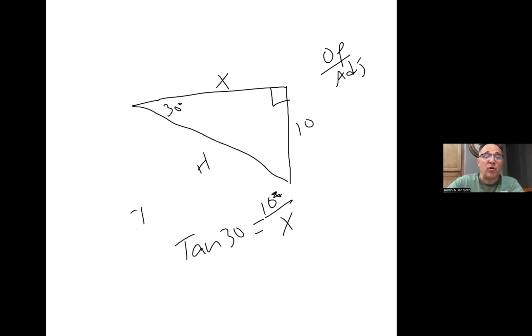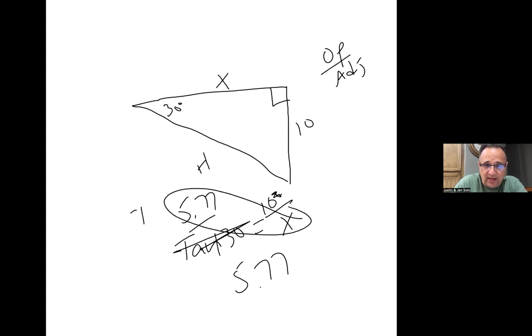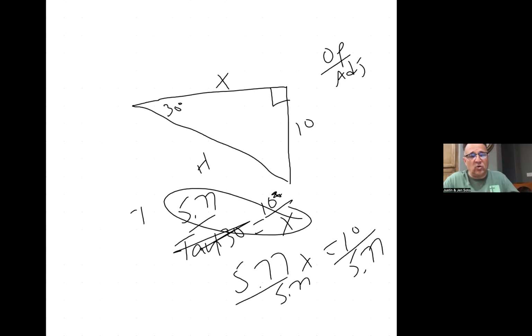So instead of tan 30, you're going to put 5.77 times X, cross multiply, right? So this is 5.77 over 1. So you cross multiply, X equals 10 divided by 5.77.